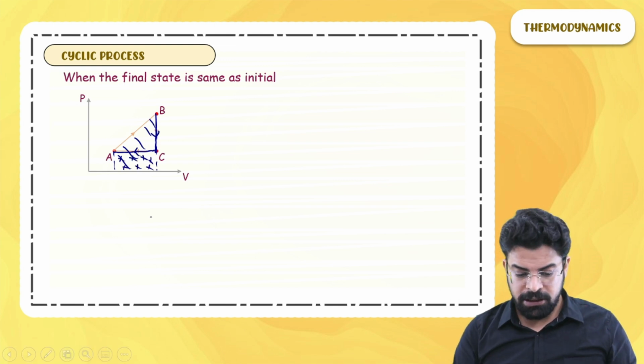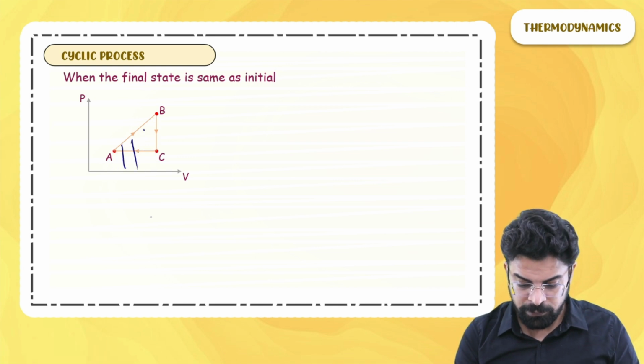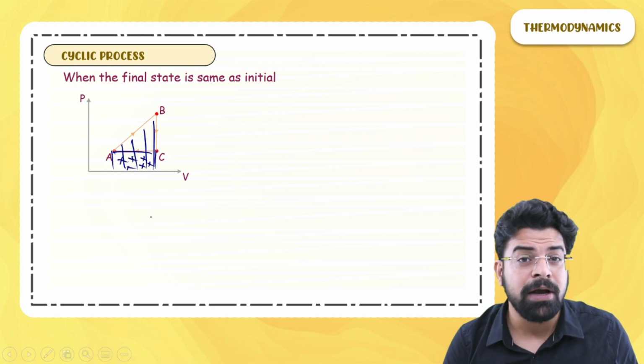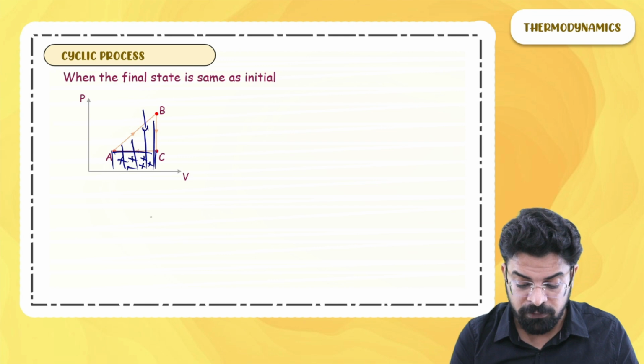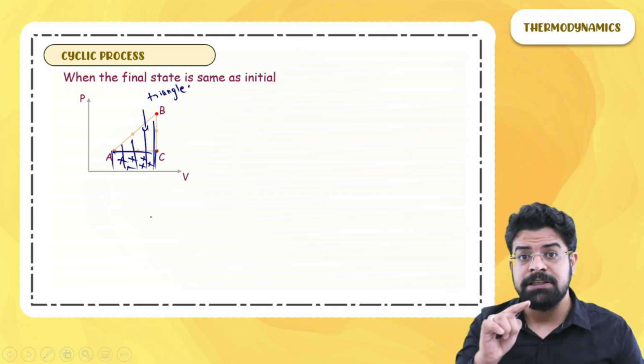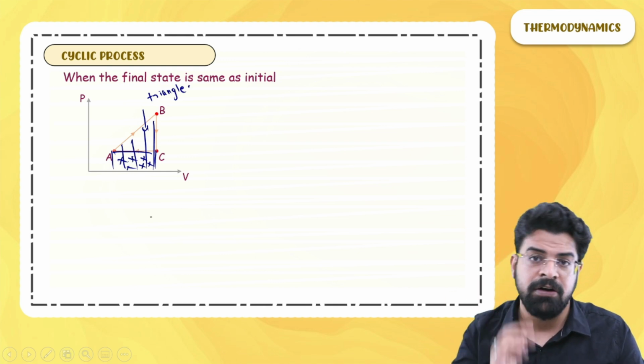So you will say this whole area under AB minus the area under the BC. So how much area do you exactly get? We get the area of the triangle. So the area enclosed in the cyclic process gives us the net work done.